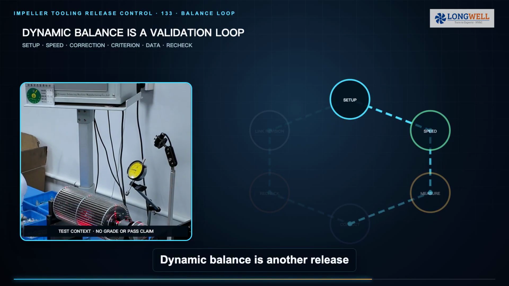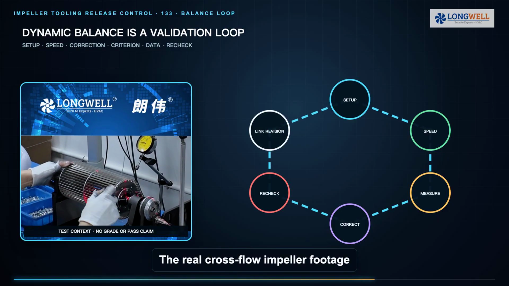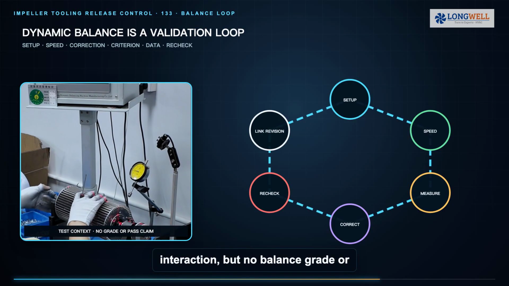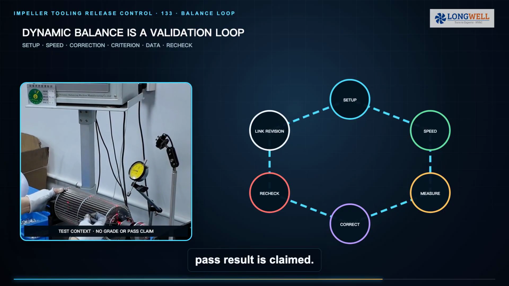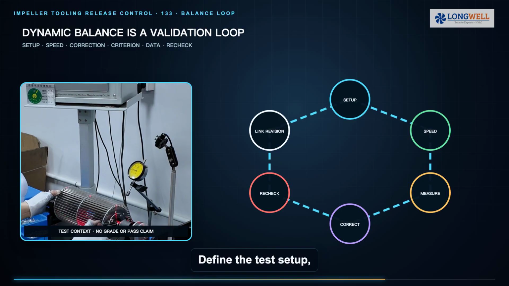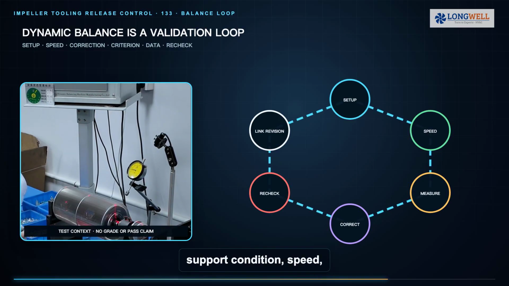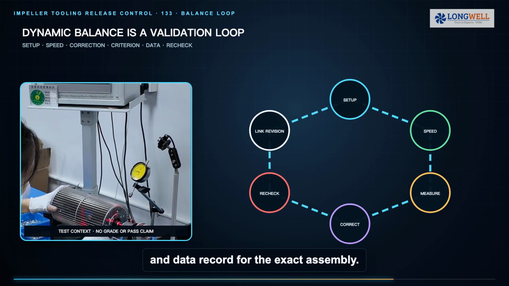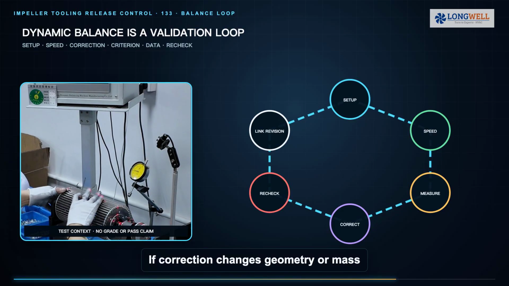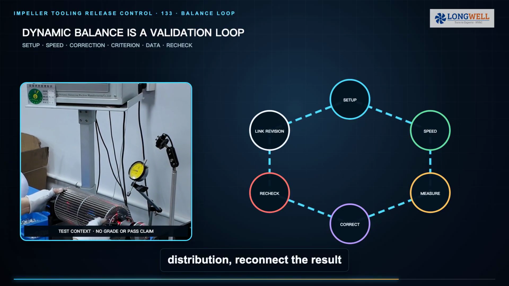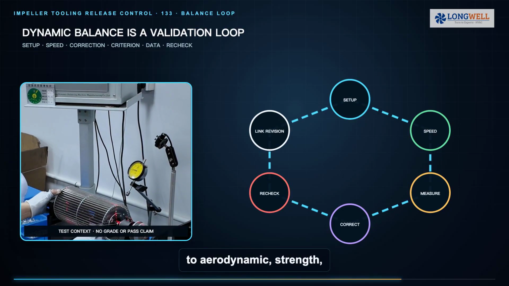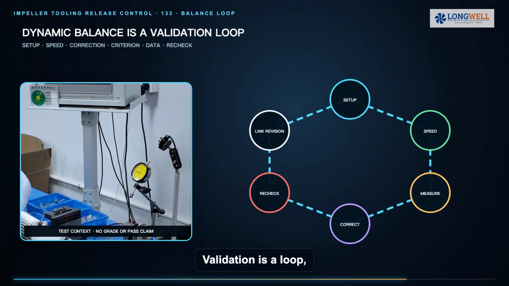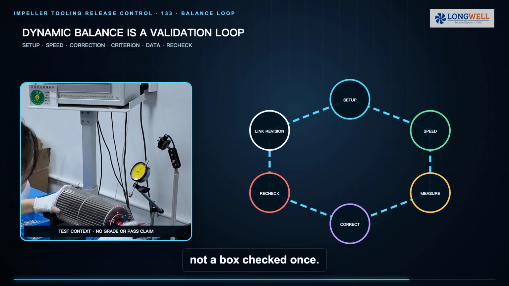Dynamic balance is another release gate. The real crossflow impeller footage shows a balancing machine and operator interaction, but no balance grade or pass result is claimed. Define the test setup, support condition, speed, correction method, acceptance criterion, and data record for the exact assembly. If correction changes geometry or mass distribution, reconnect the result to aerodynamic, strength, noise, and tooling decisions. Validation is a loop, not a box checked once.